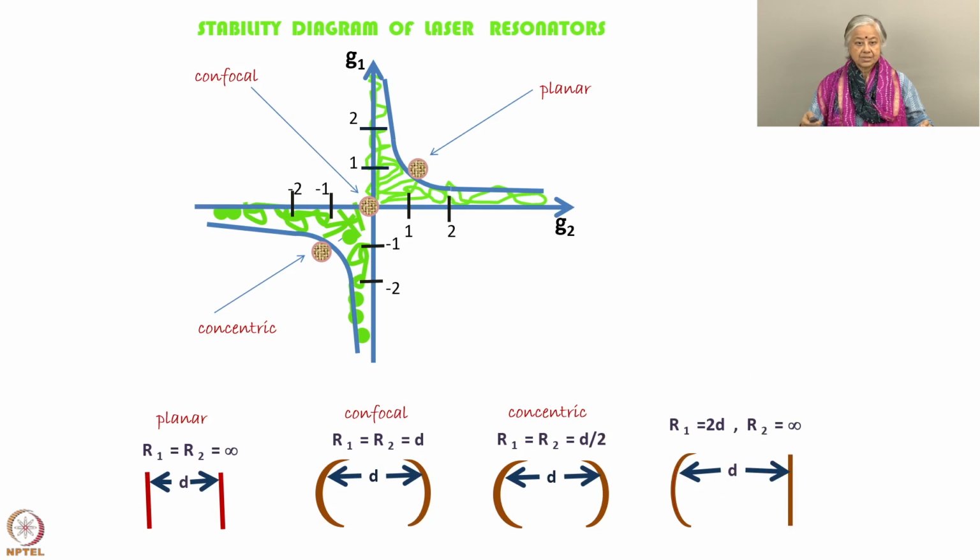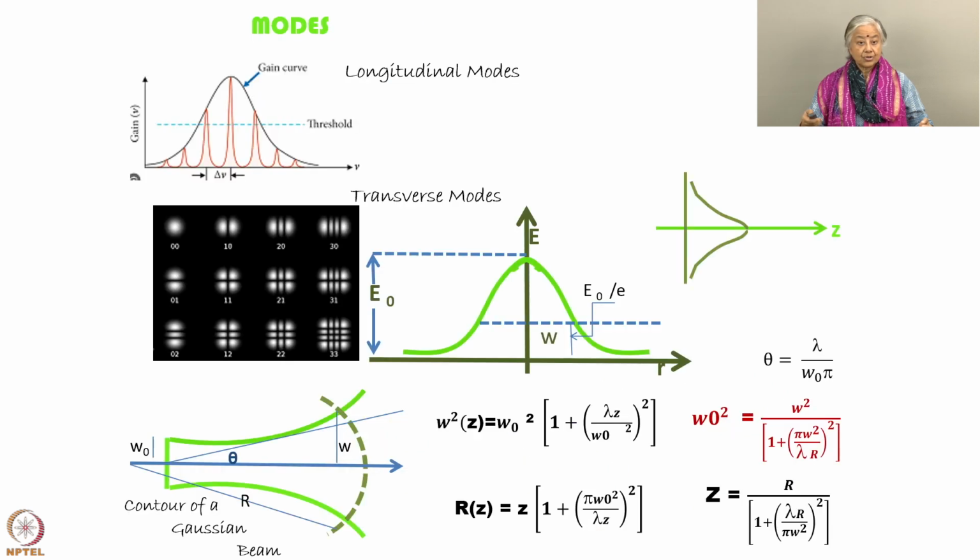Then let us see, we will talk a little bit about the modes. I have already spoken about the longitudinal modes. I describe this again here. This is delta nu, as I had said in the previous slides, delta nu is equal to C by 2L. So, this is a gain medium, this is the gain profile and this is the threshold or the loss line. So, your modes have to have an energy which falls here.